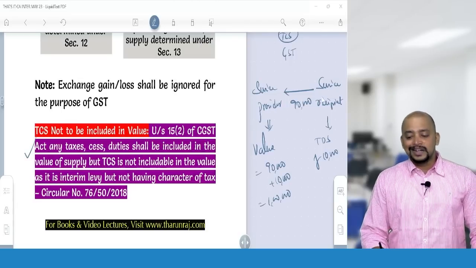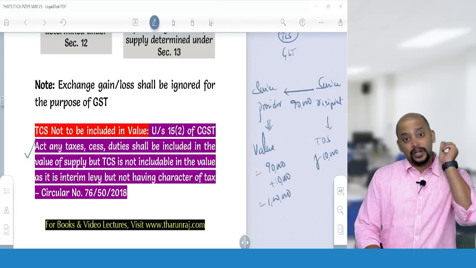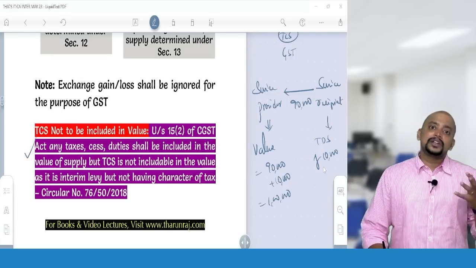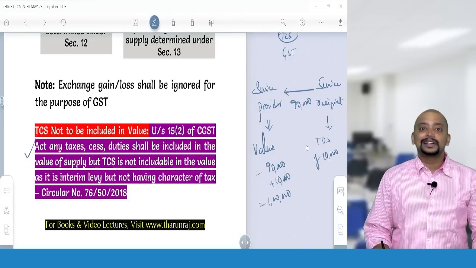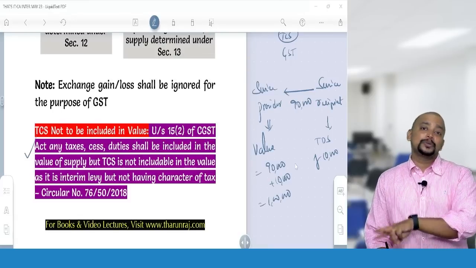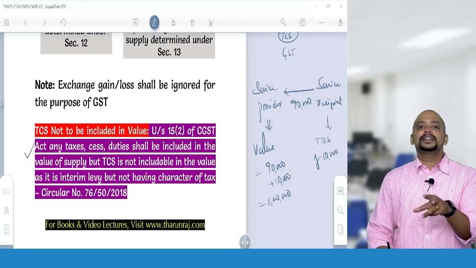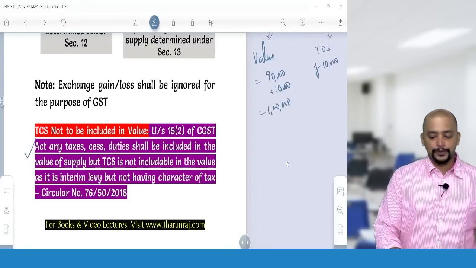So therefore that is deducted by the recipient, which is a tax on income. So income tax, it has the character of tax. So while computing the value, we need to take the TDS. TDS under income tax should be included in the value. TCS under income tax should not be included in the value.